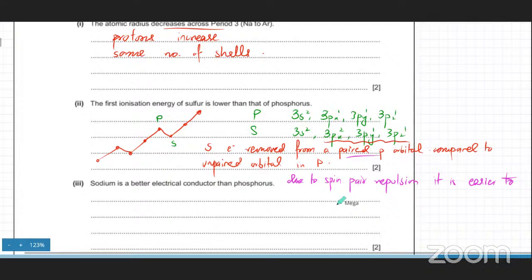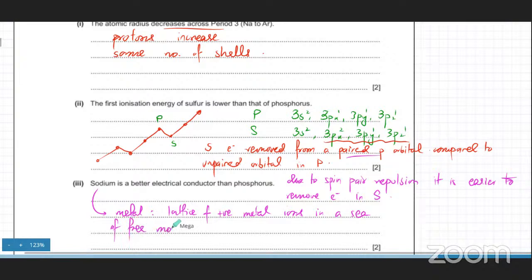The next part is: sodium is a better electrical conductor than phosphorus. That's very obvious, since sodium is metallic. That's the first point: sodium is a metal. And you're going to describe the structure of a metal, that it has positive metal ions in a sea of free moving delocalized electrons. So it's a lattice of positive metal ions in a sea of free moving electrons, which is why it's going to conduct electricity.